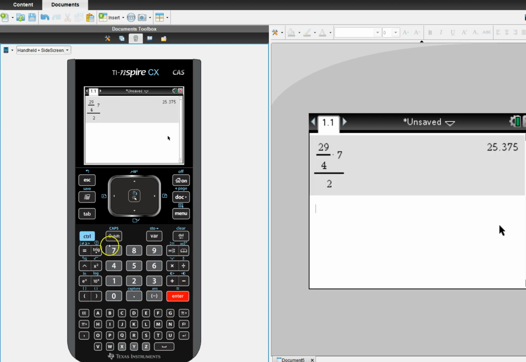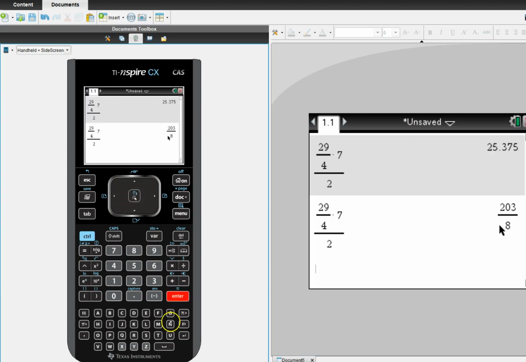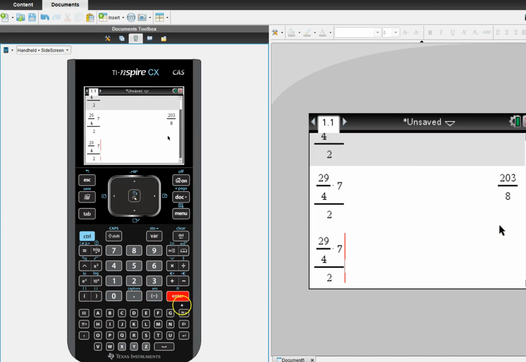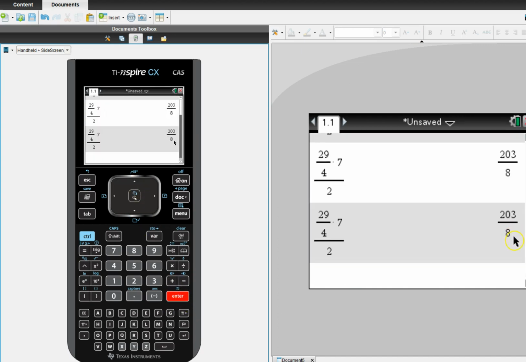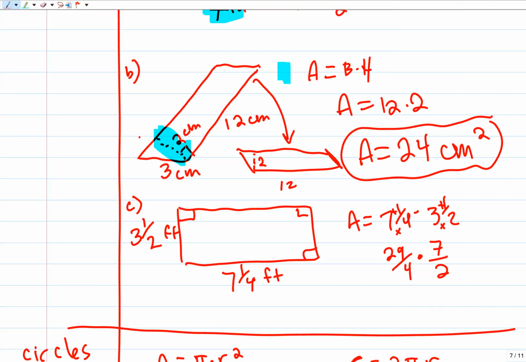Or as a fraction, 203 over 8. Probably not very useful. How about we keep it as 25.375 square feet?